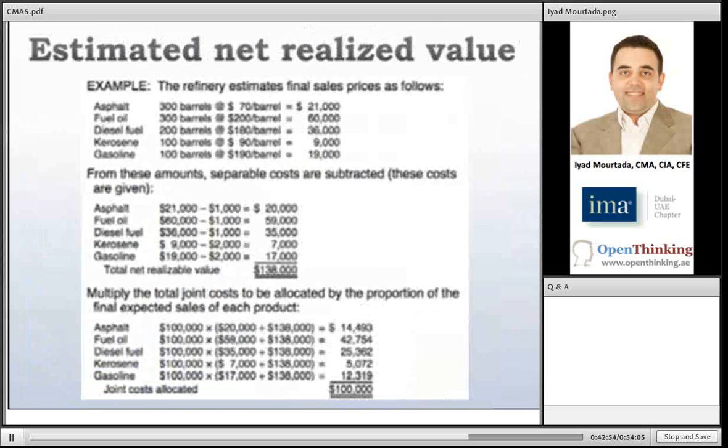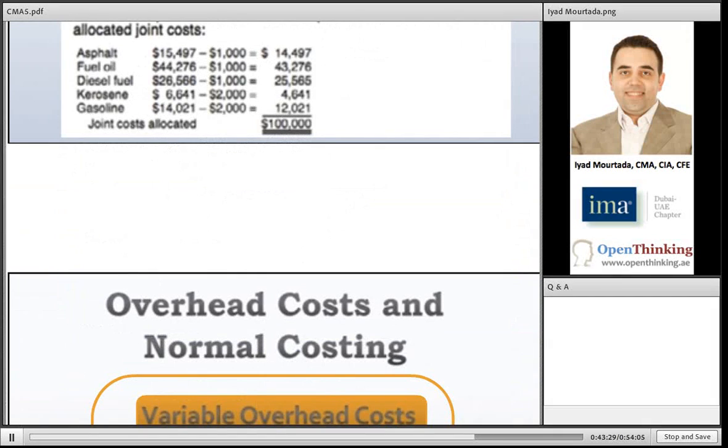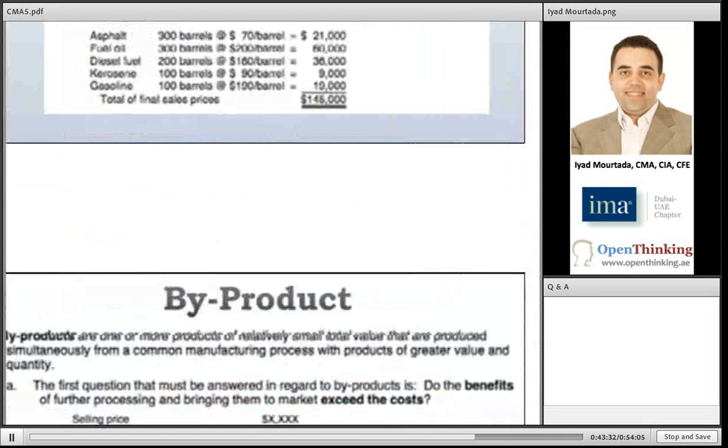Now, estimated net realizable value. Here, it's really more interesting. It's not about how much we are selling it for. Here, we have it after the split-off point, and after that, we are going to do more production or more work on it, and then sell it later. So it's going to have a final value. Based on this, we need to track that back and say how much it actually cost us to get all these items at the split-off point, based on the actual money that we made from selling these items. I'm not going to go over the details here again. You should understand this concept. I'm just going over the main highlights so you remember it.